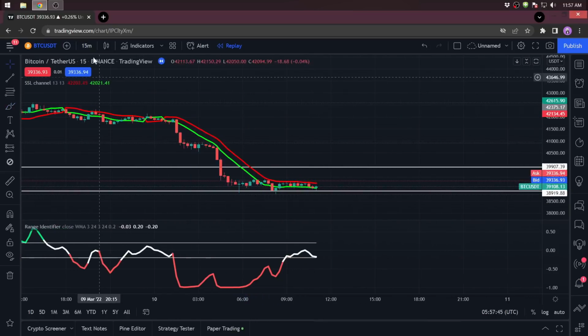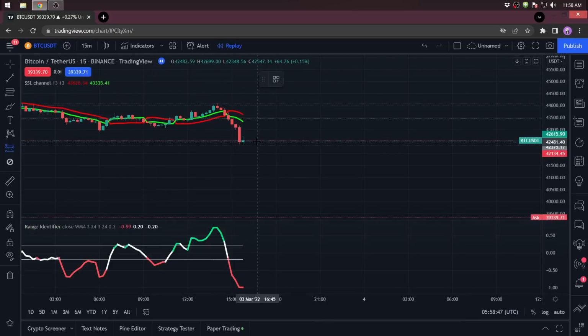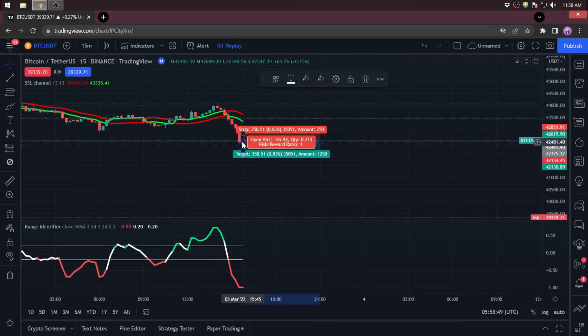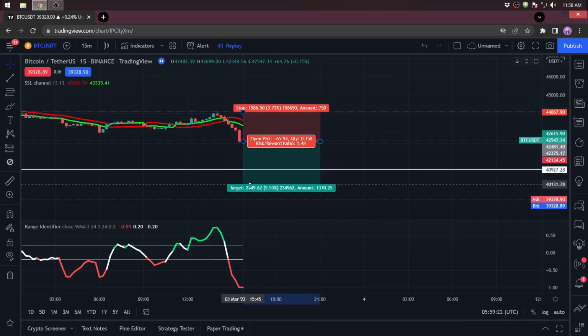So I again come back to the 1 hour time frame. In this chart you can see the red color SSL line is successfully crossing up the green color SSL line, and at the same time the range identifier range line stays below the lower threshold zone, and the range line color is red. That means it's our sell signal and our entry point for a short position. So we come back to the 15-minute time frame and take a short position here, and the stop loss will be the last swing high, the first profit target will be 1 times the stop loss, and the second profit target will be 2 times the stop loss.